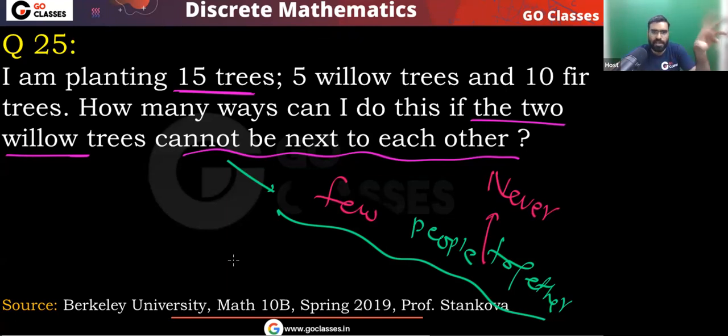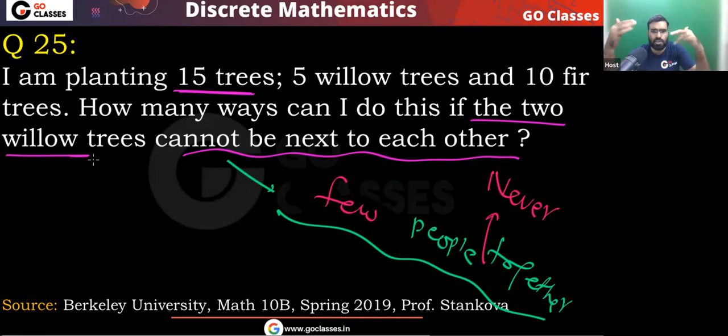Now you tell me, when you read this question, what will come to your mind? Will you consider the willow trees and fir trees distinct? This is the question maker's intention. If you are the question maker, if you create this question, what is your intention? You are thinking that willow trees are identical and fir trees are identical, right? Yes or no? The 5 willow trees are identical, and similarly the 10 fir trees are also identical.